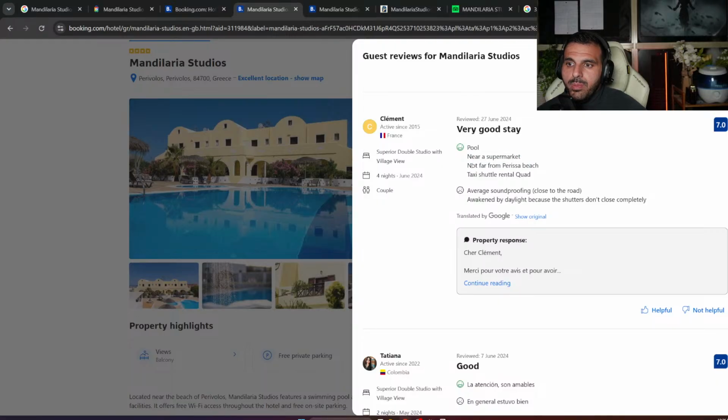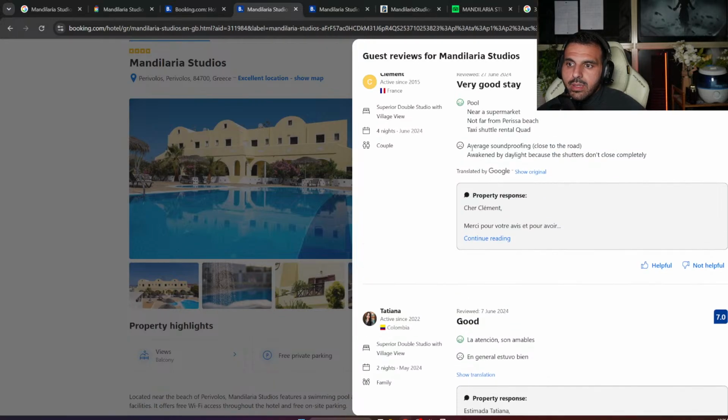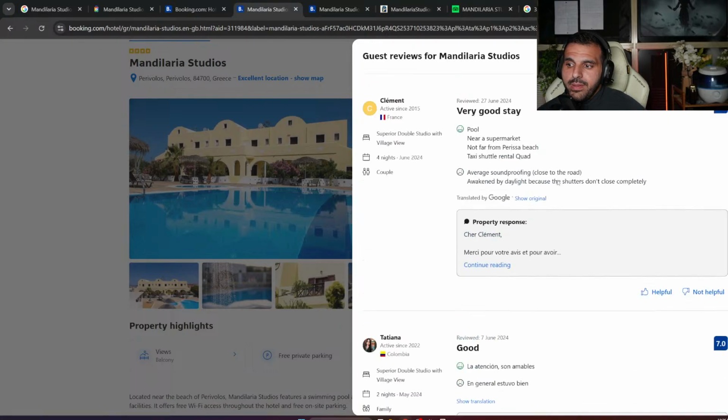Pool nearby supermarket, not far from Perissa Beach, taxi shuttle, rental quad. I did not understand that. Average soundproofing close to the road. Awakened by daylight because the shutters did not close completely. This is the most hated thing for me also. I hate this so much. I would rate the property less.